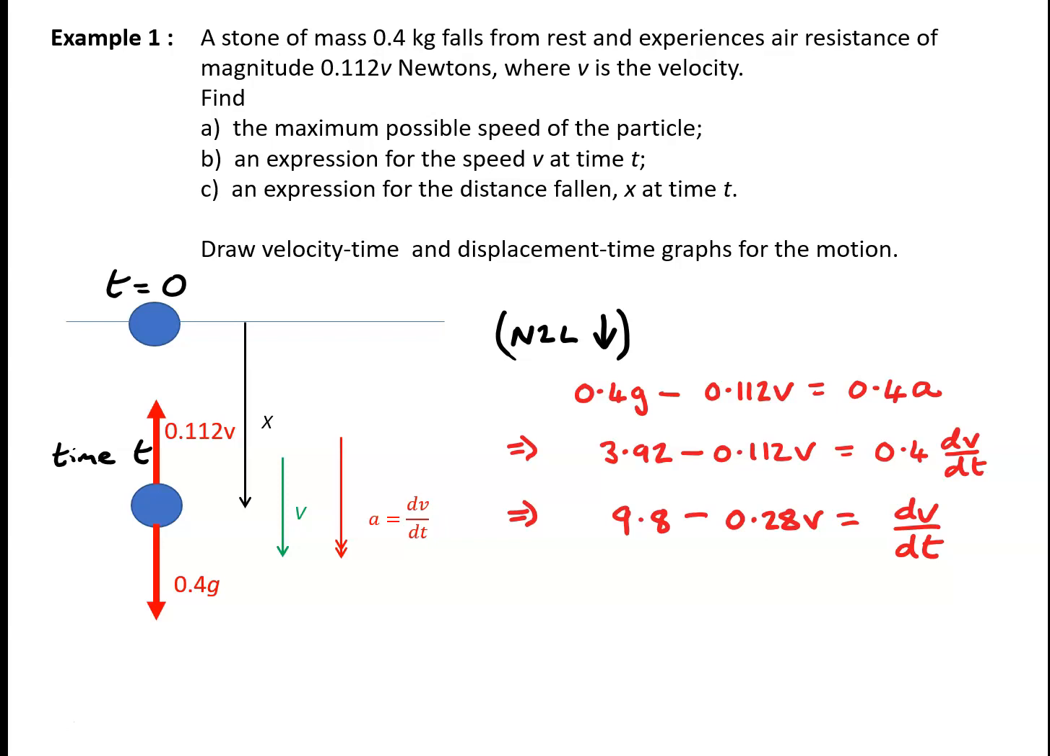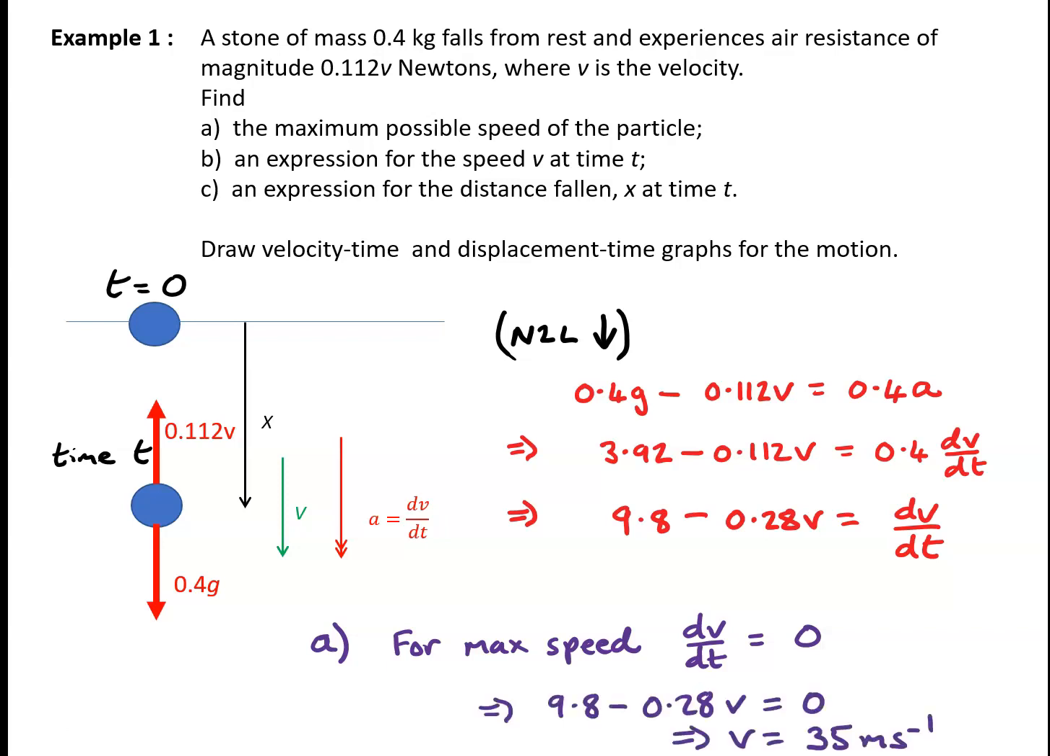Now, if the stone was moving at its maximum possible speed, then there's not going to be any acceleration acting on the particle. So we've got dV by dt equals 0. That tells me that 9.8 minus 0.28 V must equal 0. So the maximum speed is 35 meters per second.